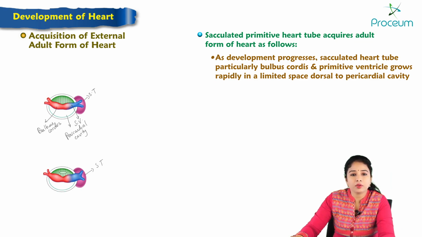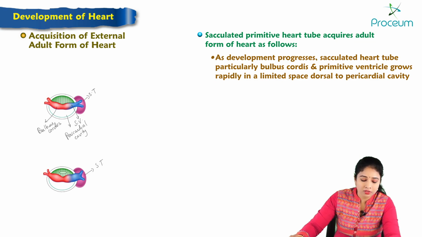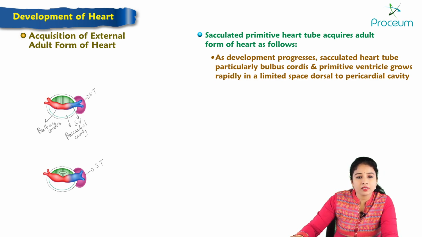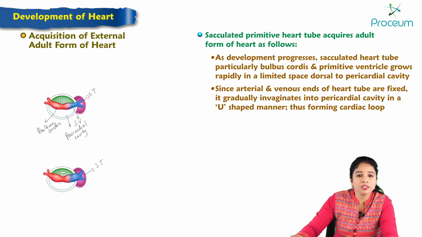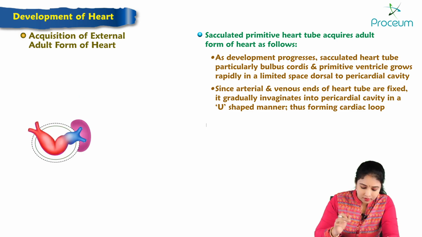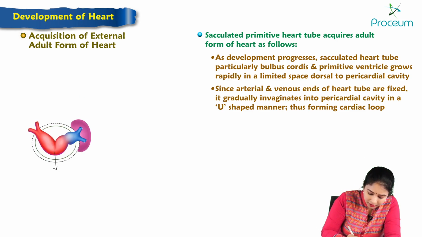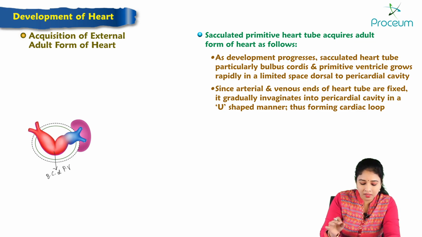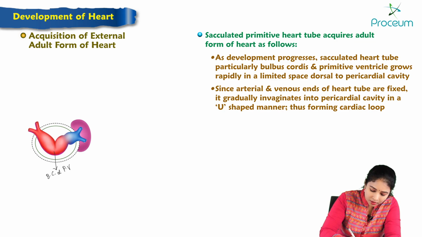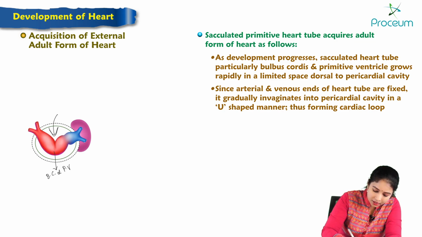So as the development progressed, the heart, particularly the bulbus cordis and primitive ventricle, grows rapidly in a limited space. And since the arterial and venous ends of the heart tube are fixed, it gradually invaginates in the pericardial cavity in a U-shaped manner, which is called the cardiac loop. So we can see the bulbus cordis and primitive ventricle growing enormously within the pericardial sac, forming a loop, which is the cardiac loop.